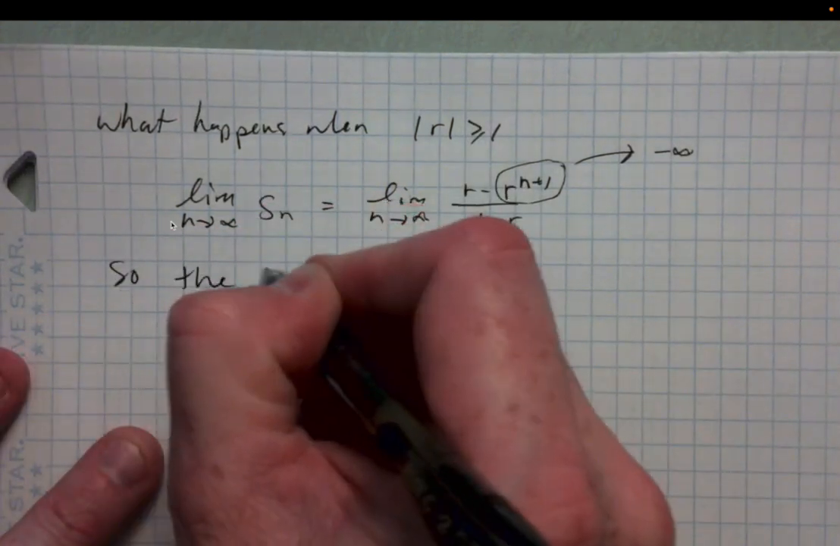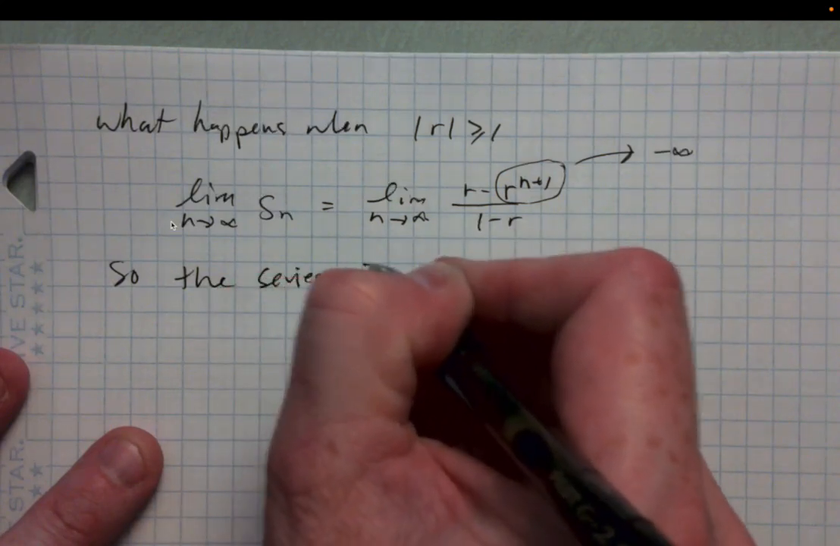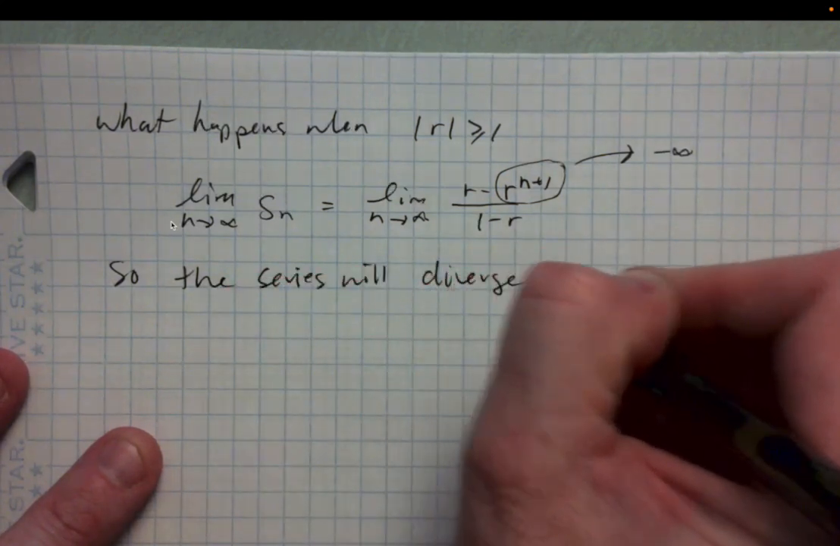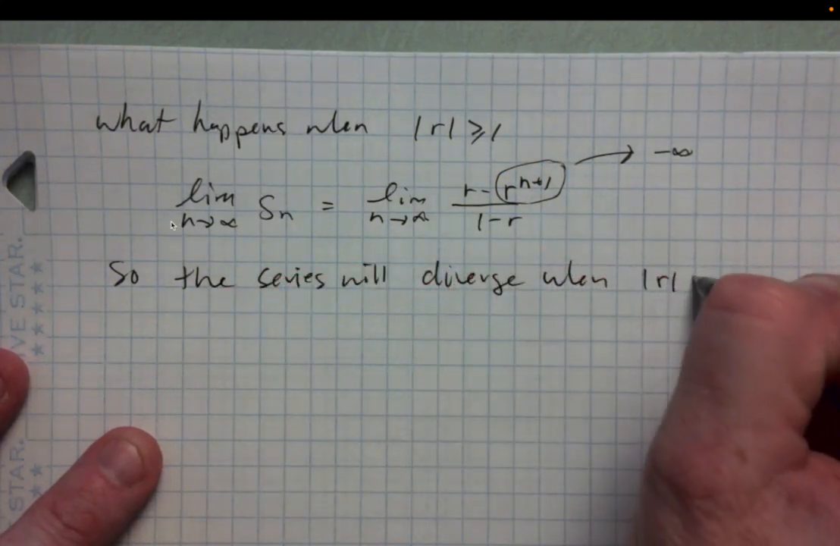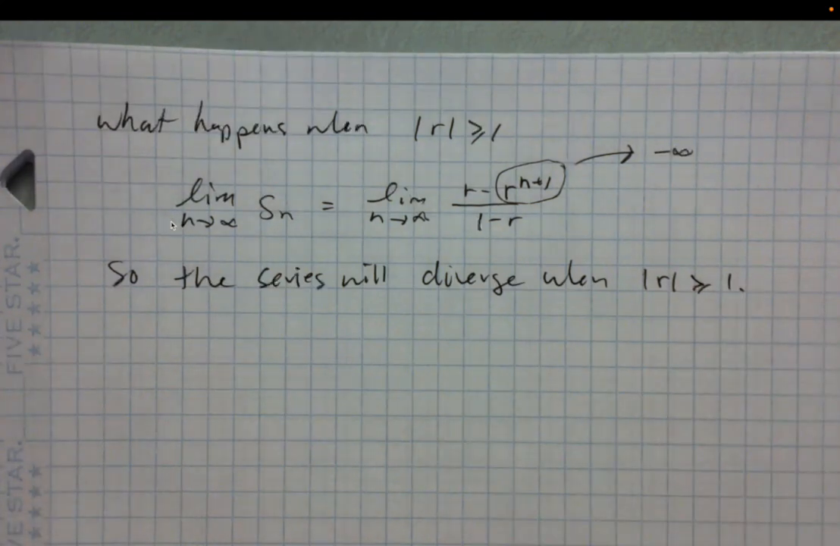So the series will diverge when the absolute value of r is greater than or equal to 1. So it converges inside of 1, diverges outside. All right, very cool.